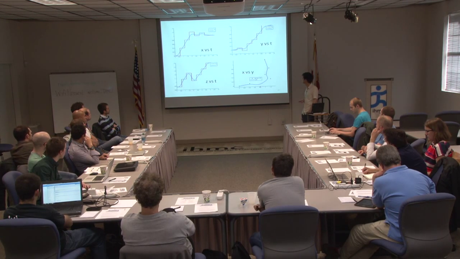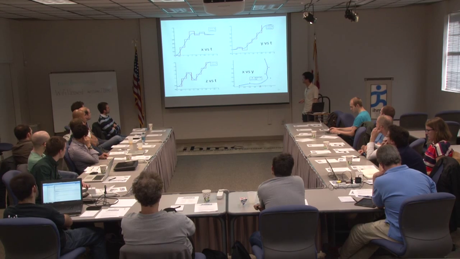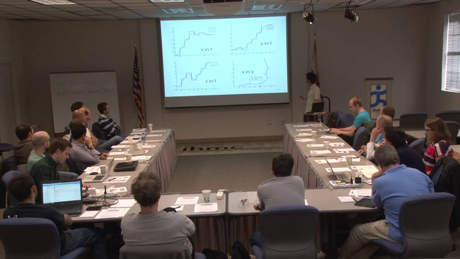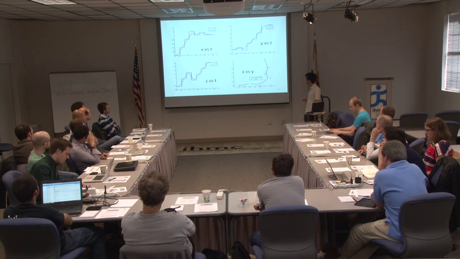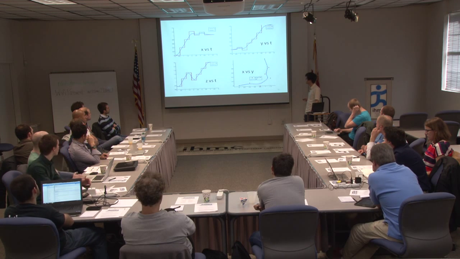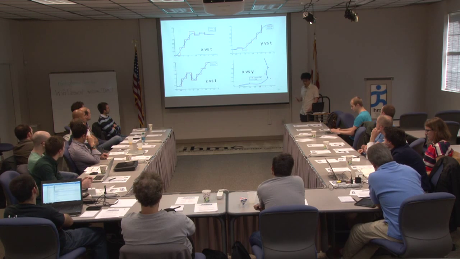The blue line here is showing the center of mass trajectory after optimization. This is x versus time, y versus time, z is height versus time. The red dots here are the desired footsteps. Just gives you a kind of feel of what it looks like.